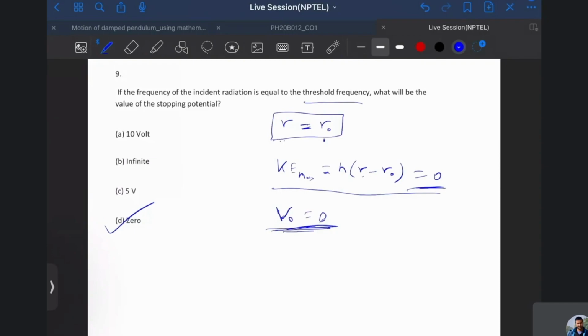Yes, sir. Fine, sir. Again, kinetic energy is 0, so the potential is equal to 0 also. Yeah, 0, sir. Okay, sir.